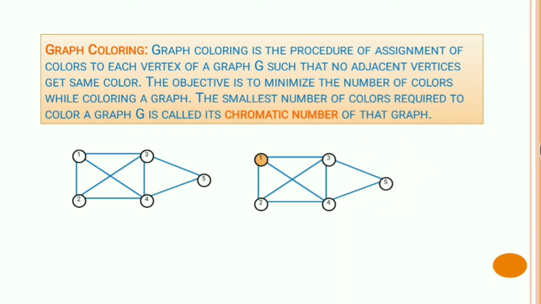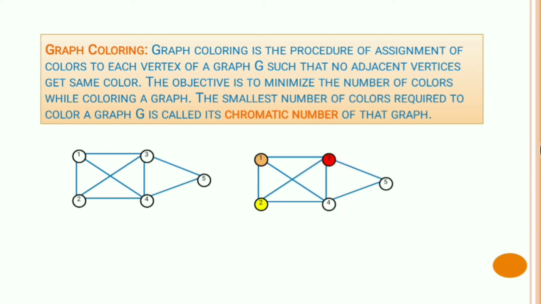So let's see what we can do for 2. We'll give another color to 2, let's say yellow. Now for 3: it cannot be colored orange, and it cannot be colored yellow, because 3 is adjacent to 1 and also adjacent to 2. So we'll give a third color to the third vertex, red.